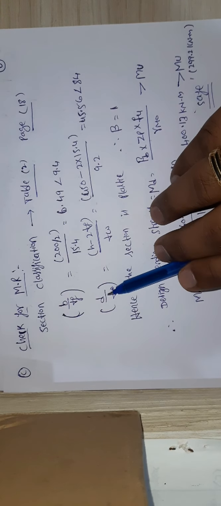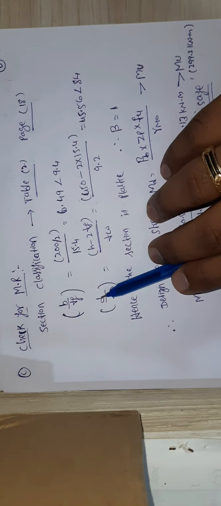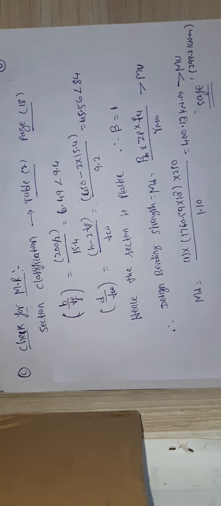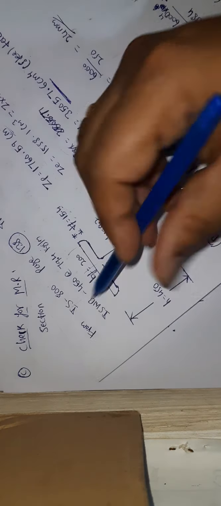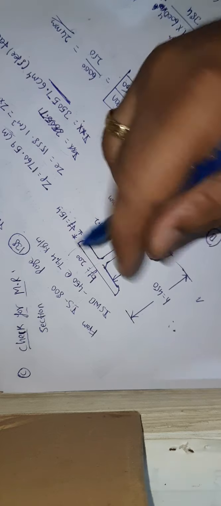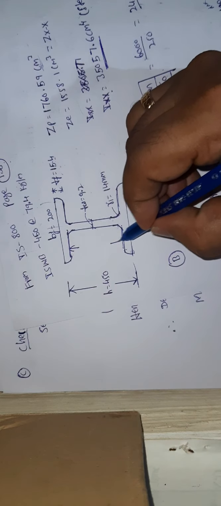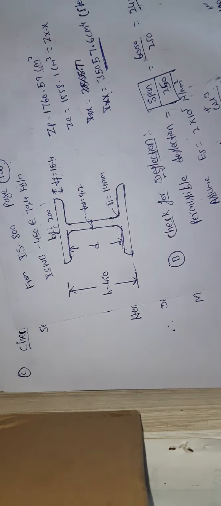Then similarly you need to do it for D by TW. D is the depth of the web. So this will be your D.